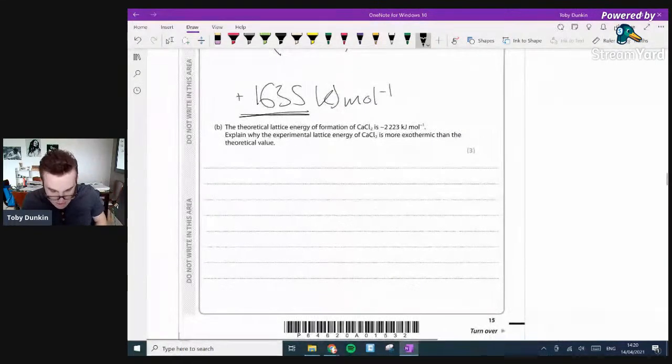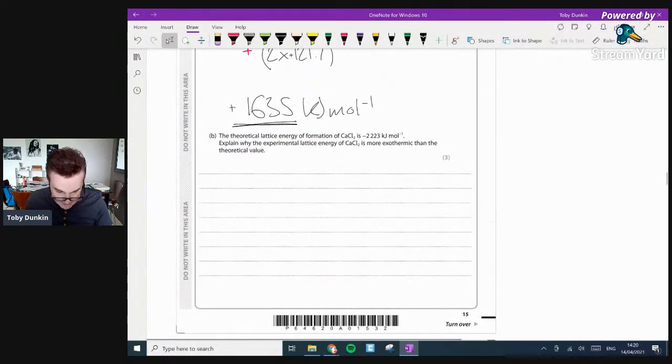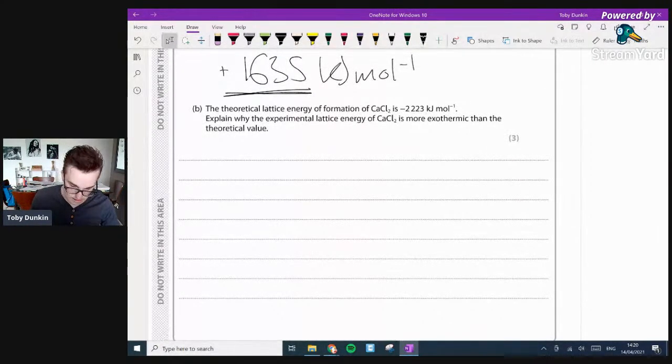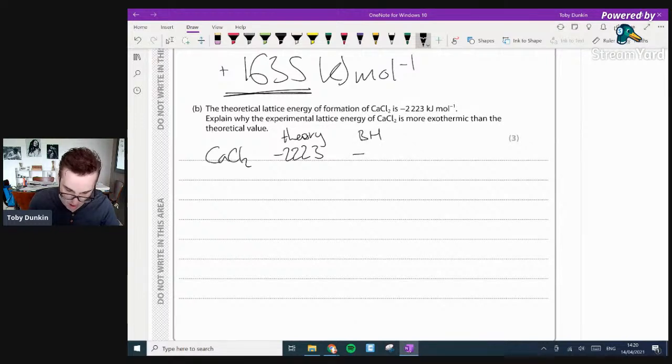The theoretical energy of formation of calcium chloride, the lattice energy, is 2223. Explain why the experimental lattice energy is more exothermic than the theoretical value. Right, so this is the discrepancy against the perfect ionic model. We had something similar to this on the previous paper. The theoretical lattice energy of CaCl2 is the one calculated by the physicists. That's theory. But the one calculated from the Born-Haber cycle is more exothermic.